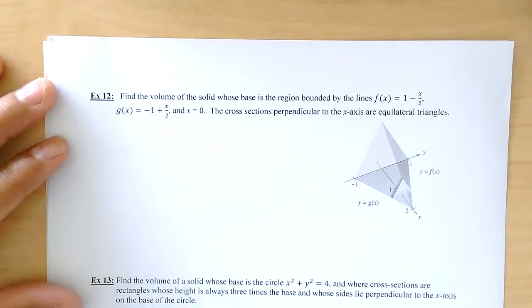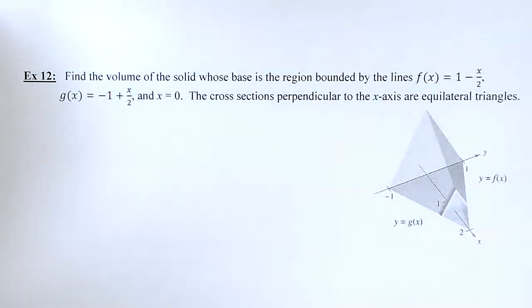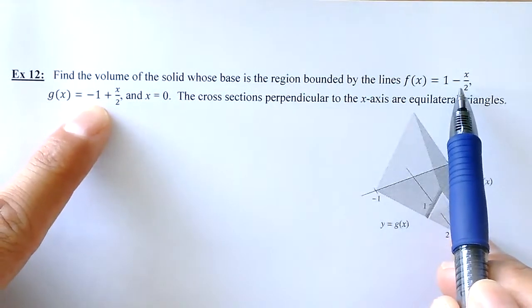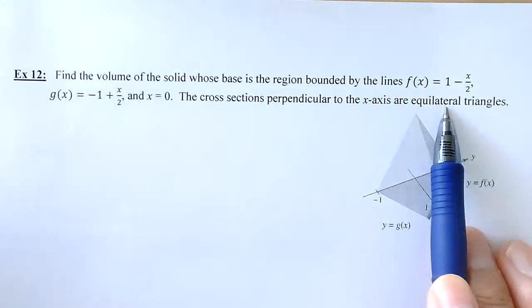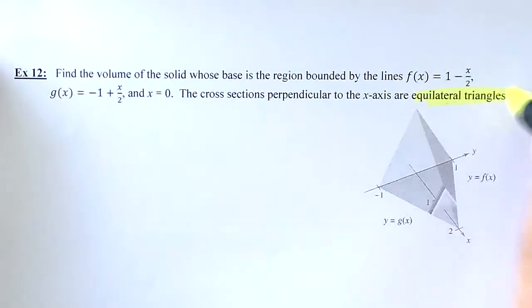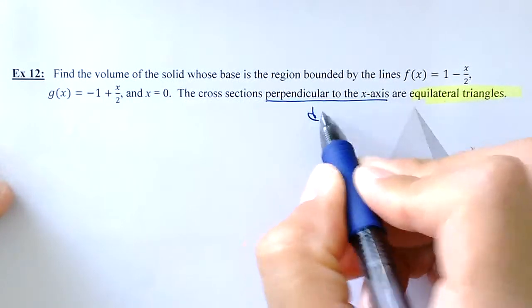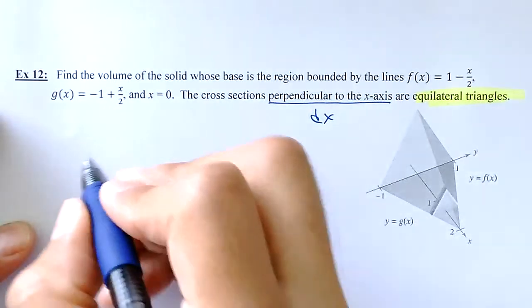So again, we're given this graph here. Same equation, by the way, as the first example. But now the cross sections are going to be perpendicular to the x-axis and are equilateral triangles. So keep that in mind. You got to deal with equilateral triangles. Different formula. I'm still dx. But now I have an equilateral triangle.